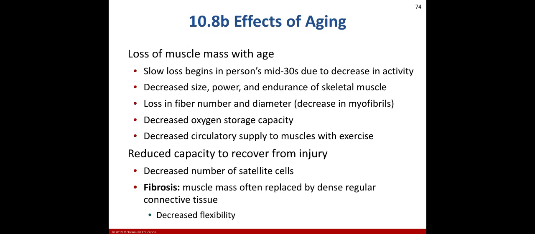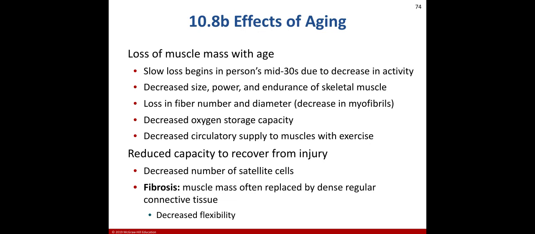With aging, we also see an awful lot, like with bone, we lose muscle mass as we age. This is a slow loss that starts in a person's mid-30s, usually just due to a decrease of activity, right? You're very active in your 20s and your teens, very sporty, doing a lot of things. But then in your mid-30s, you have a decrease of activity. We see a decrease in power, size, and endurance of skeletal muscles. There's a loss in fiber number and diameter, or we decrease our myofibrils.